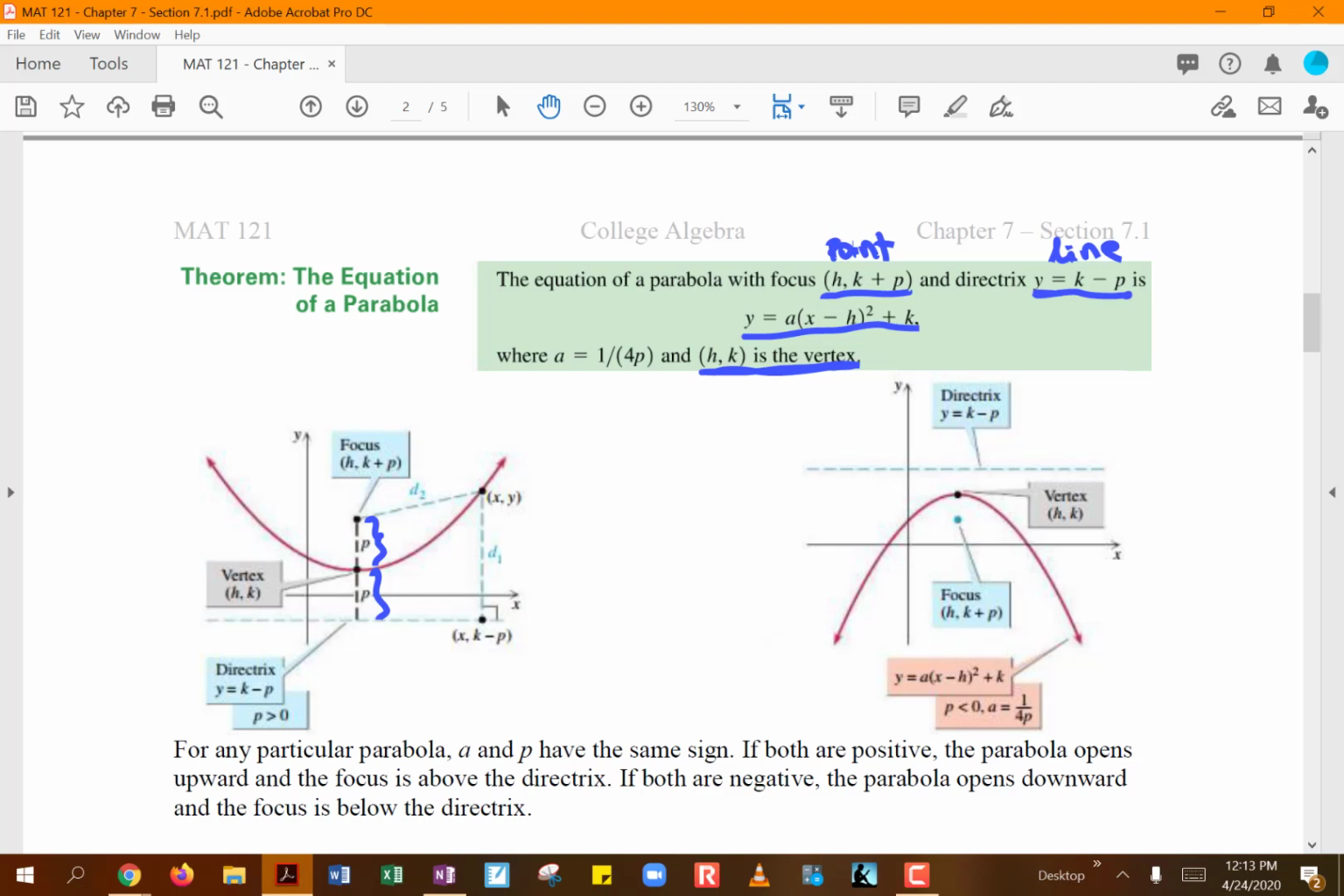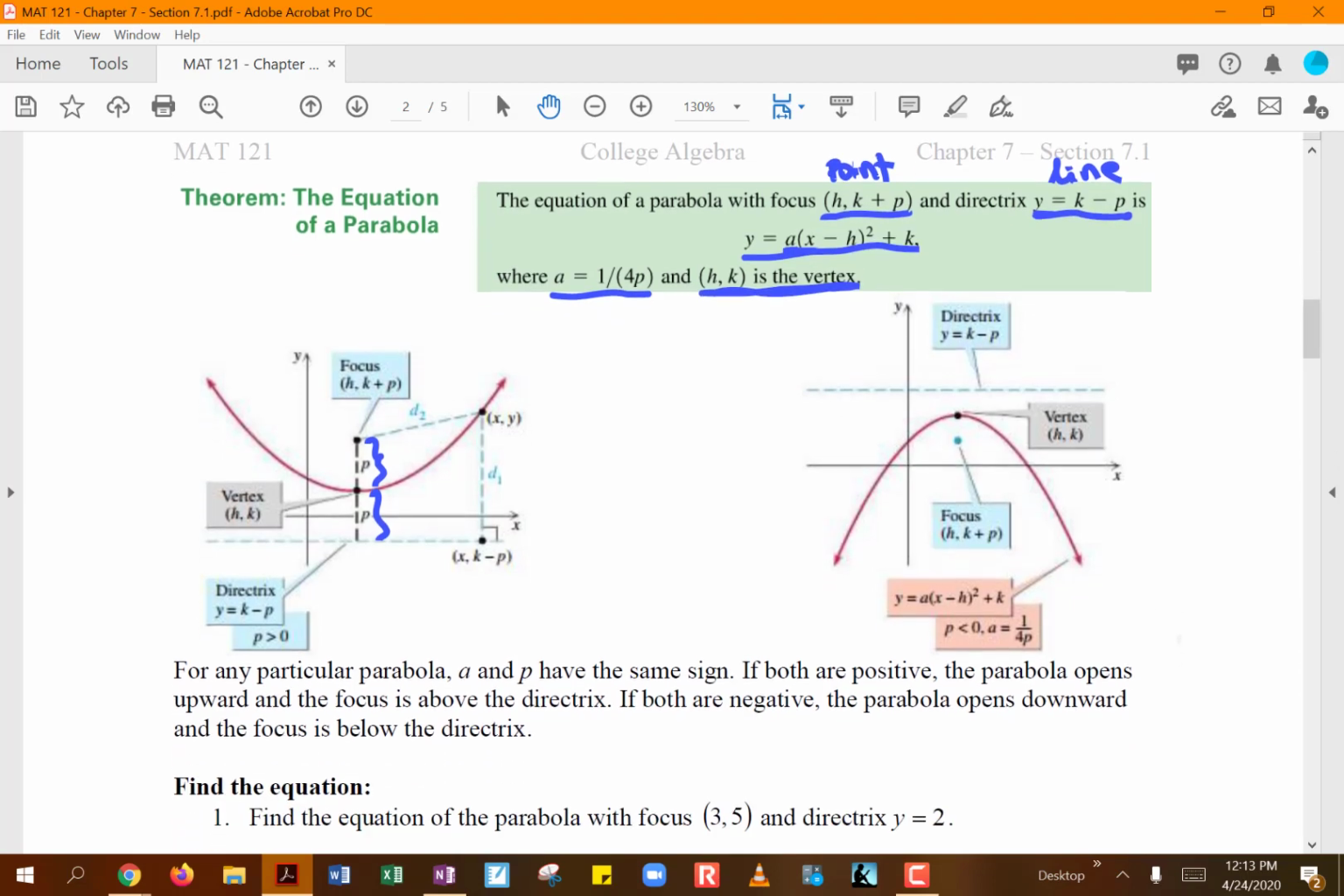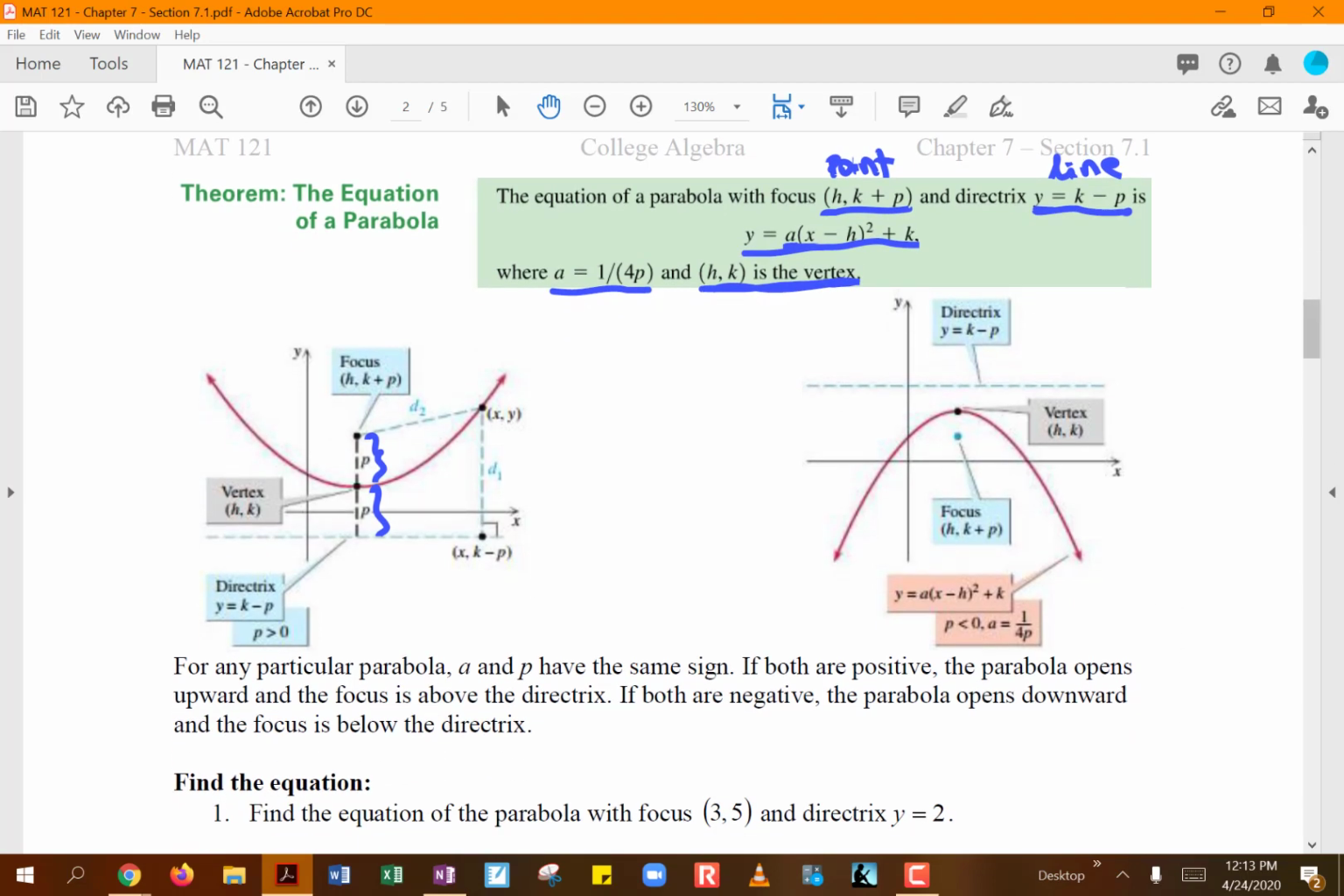And then we define p as a equals 1 over 4p, and this a is of course the a value that's coming from our equation for the parabola. Okay, all right, so as you can see in this image over here, if we have a parabola opening up, then your focus is going to be above the directrix. When you have a parabola opening down, which is this image on the right hand side, then the focus is going to be below the directrix.